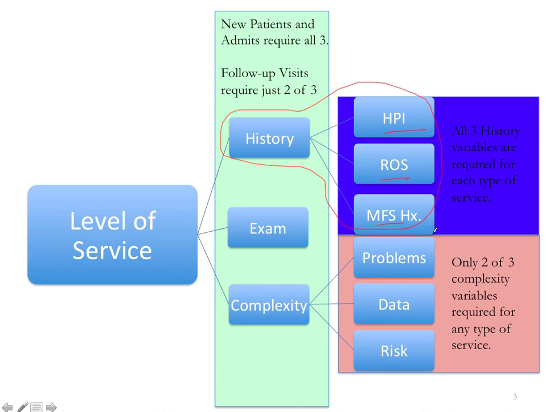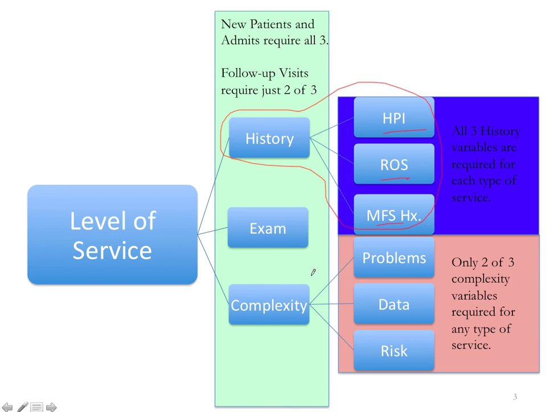So if we have an HPI that gets up to the highest level and the medical, family, and social history gets up to the highest level, but the review of systems is lacking just a little bit, that one deficiency is going to hold back the entire history component of documentation, and that could very easily limit your level of service. So with the history component, it's truly all or nothing.